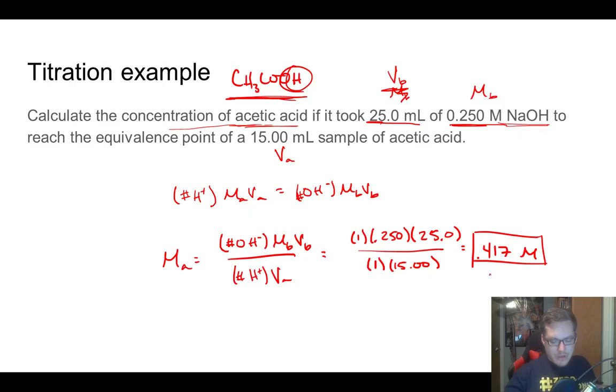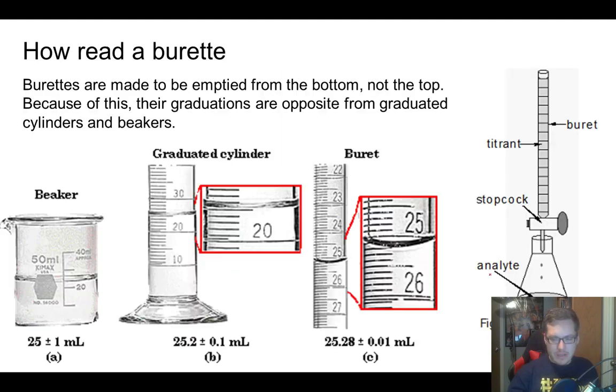Now, I just want to show you a couple of tricks about reading a burette, because they can be kind of confusing at first. Burettes, remember, go backwards. They start at the top and then they go down from there. Most other things that we've read, like a eudiometer, a gas collection tube, are the same idea. It reads from the top going down, but beakers and graduated cylinders read the other way. Graduated cylinders read from the bottom going up.